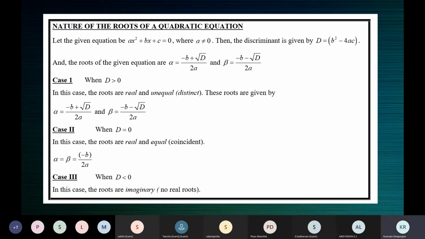And the third case, when d is less than 0, that is, it's negative. The value of the discriminant is negative. In that case, the roots are imaginary. There exists no real roots. The roots are imaginary.